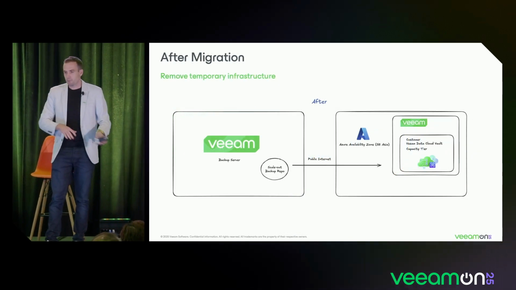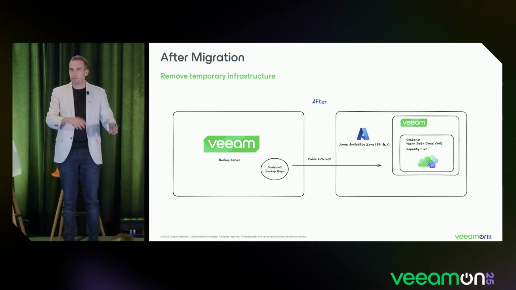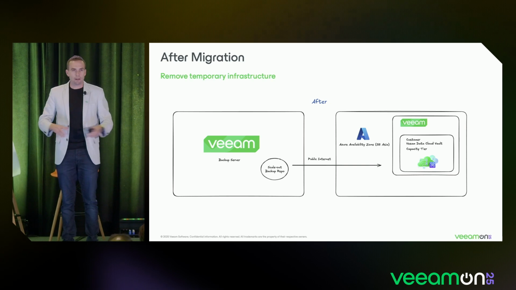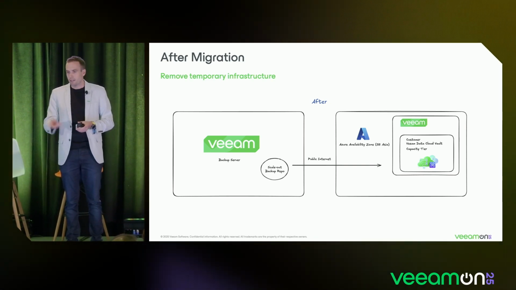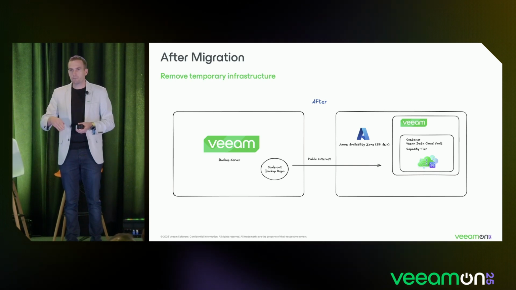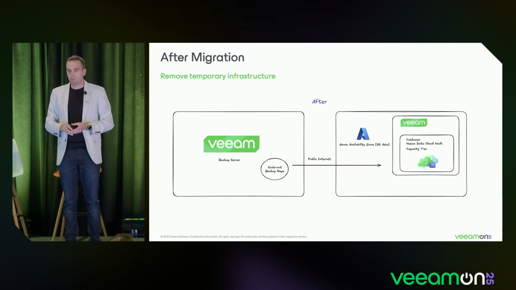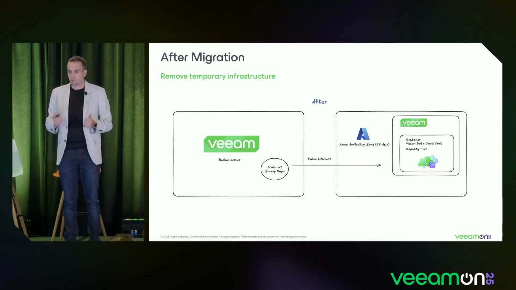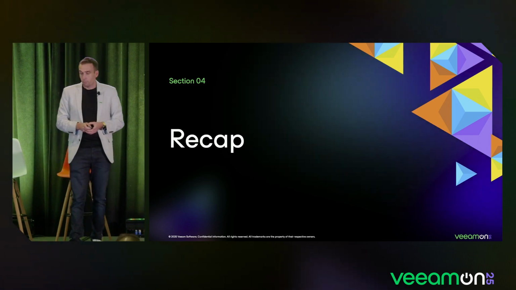And then after migration, we just revert everything back. We can get rid of all that temporary infrastructure, we tear down the VPN, remove all of our routes, whatever we've done to set up that temporary infrastructure. Then we change that extent back to direct mode, and it's just going to go over our internet, and we're all back to the races, we're all up and running, which is great. We're well ahead of time here.